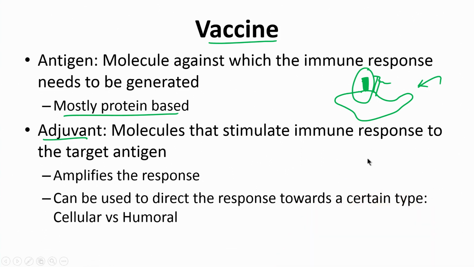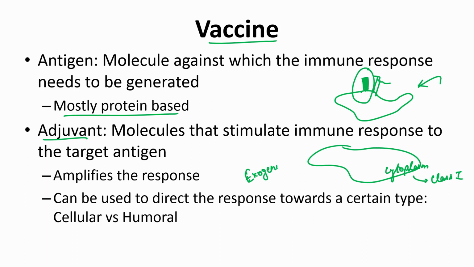And again, the type of adjuvant you put can be used to change whether the immunity is going to be cellular or humoral, and this I already defined. So, the class 1 versus the class 2. Class 1 is something that is derived from the cytoplasm, and class 2 is something that is exogenously acquired antigen.